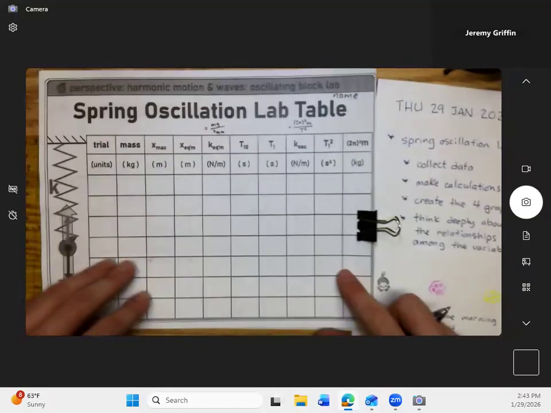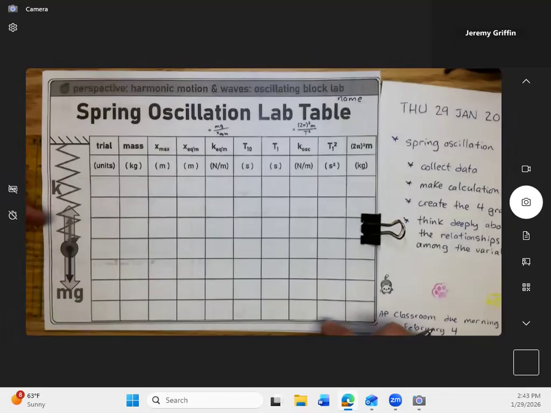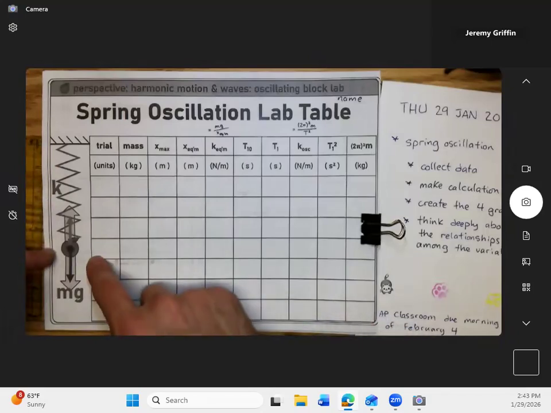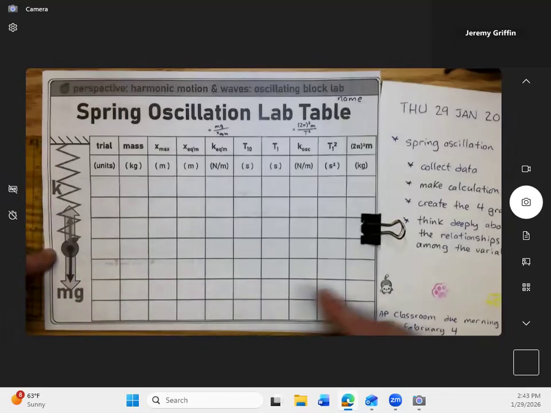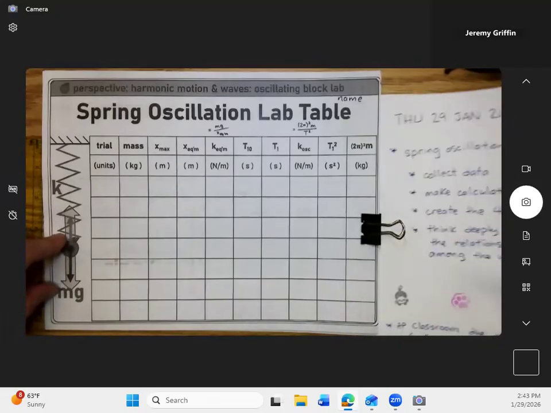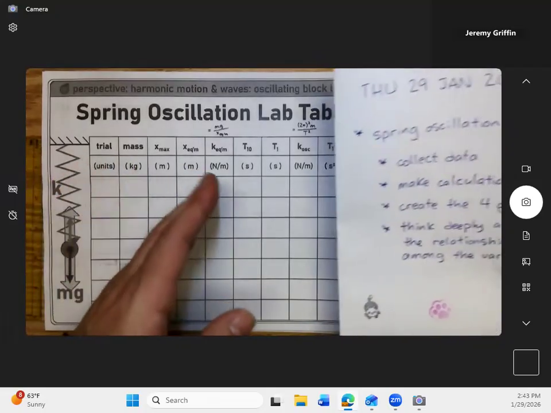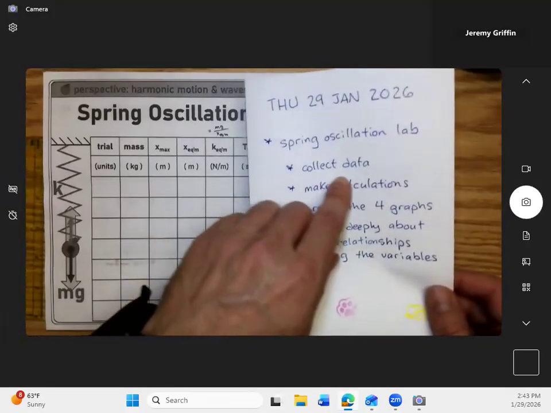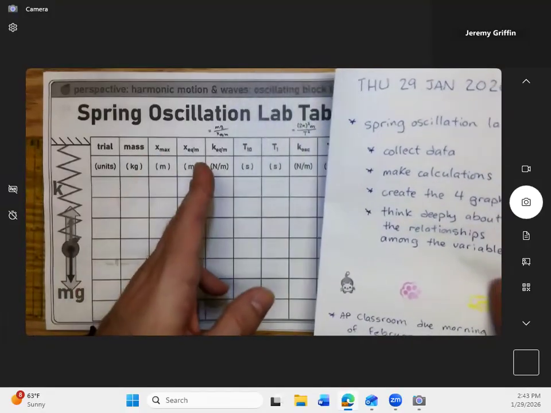All right, so in front of you is this setup right here. You guys have a stand with a spring on it. You guys have a box of lab weights. Okay, so I'll walk you guys through this table, how to think about what's going on. You guys got to collect some data, make some measurements here.